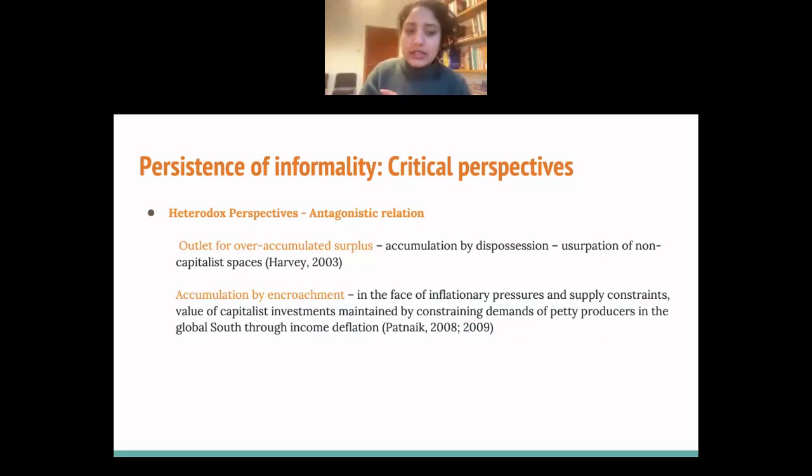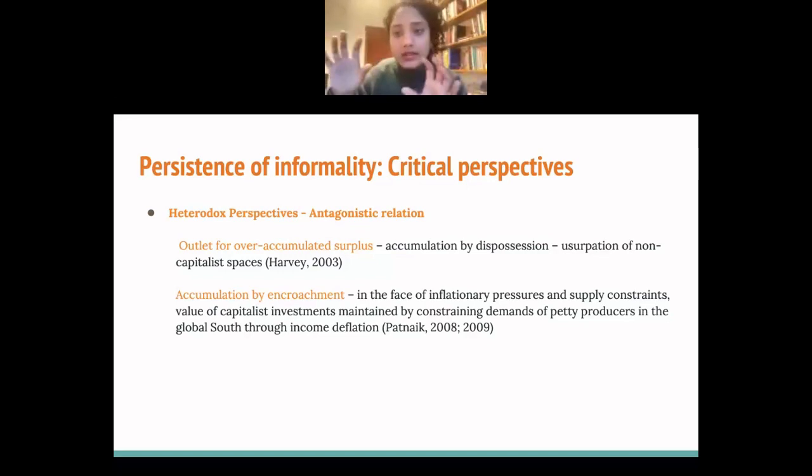What were these other perspectives? For example, David Harvey, some of you might have heard of him, a big Marxist geographer and theorist, says that, look, these informal economic spaces, or the non-capitalist spaces, exist precisely for a reason. And the reason I refer to some of this. Okay, I should clarify this.